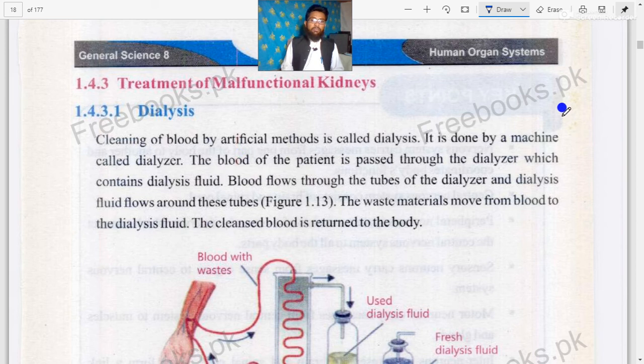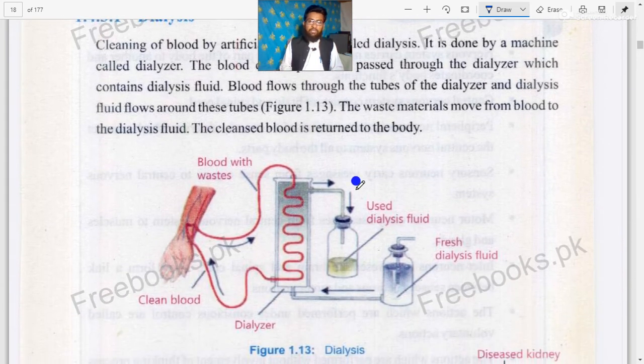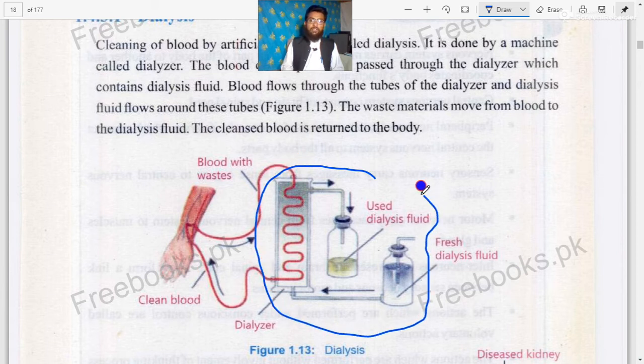Dear cadets, now we will study what dialysis is. Cleaning of the blood by artificial method is called dialysis. It is done by a machine called dialyzer. Here we can see in the figure, this is the machine. This whole machine is known as dialyzer because it performs our dialysis process.